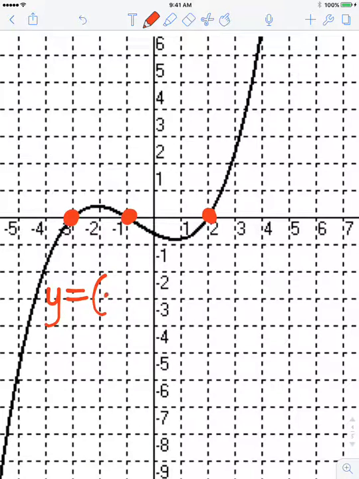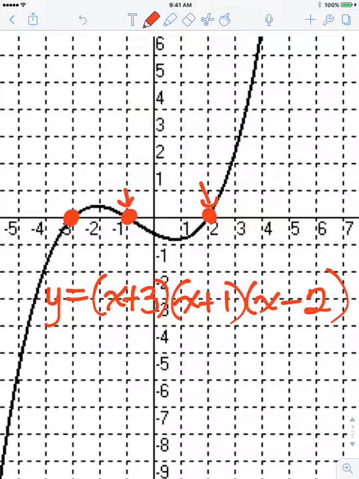Y equals x plus 3. If -1 is a 0, then x plus 1 is a factor. And if +2 is a 0, then x minus 2. And let's consider the multiplicity. Well, it's crossing here, and it's crossing here, and it's crossing here. So the exponent for each factor is 1. We generally don't put a 1, but I'm just putting it here for emphasis.